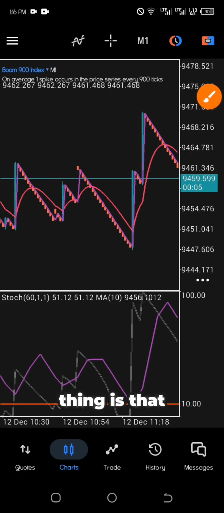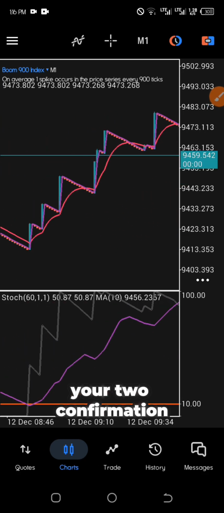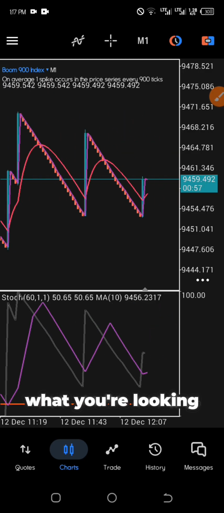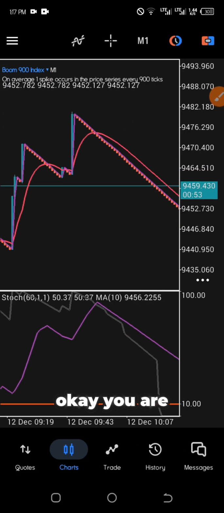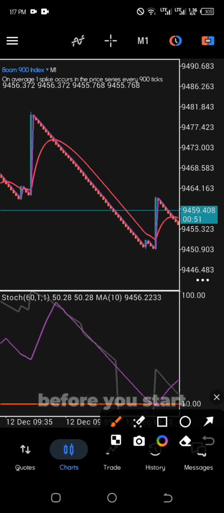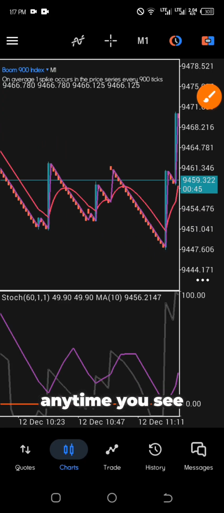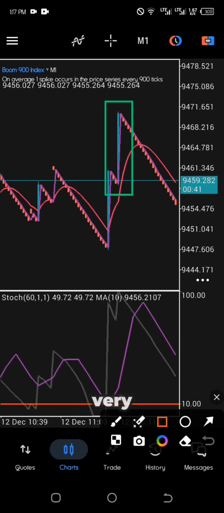Now the third thing is that after you see your confirmation, then you look into your main chart. What you're looking for on your main chart is a spike from the price. Okay, you are looking for a spike from the price before you start thinking of looking for any setup, and this is the spike right here. So we want to see a spike. Anytime you see a trade, you always want to see a spike. Okay, that is very important.